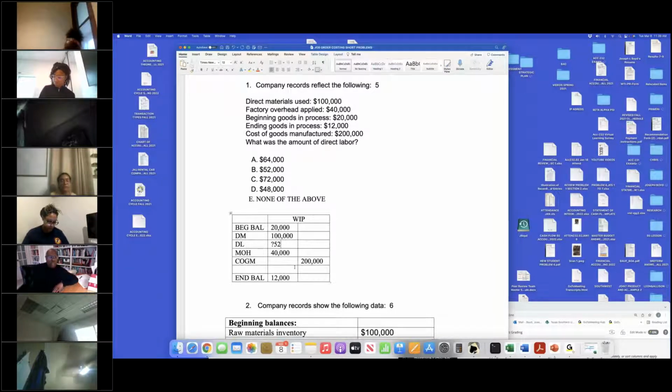So we would have what? Added 20, 140, and subtracted 212. So the 52,000 makes this equal 12 at the end. Let's see. 40, 60. 160 plus 52 is 212. So 212 minus 200 is 12. That looks good.